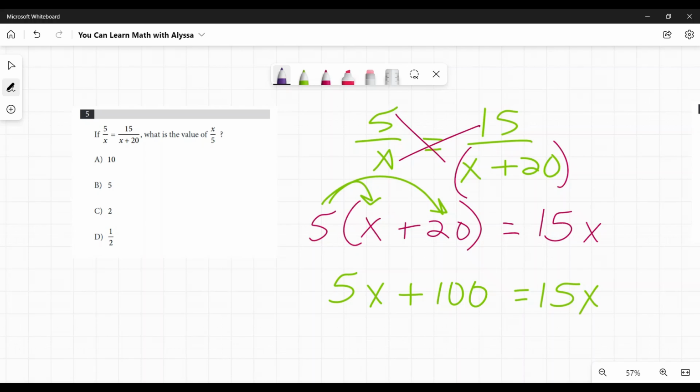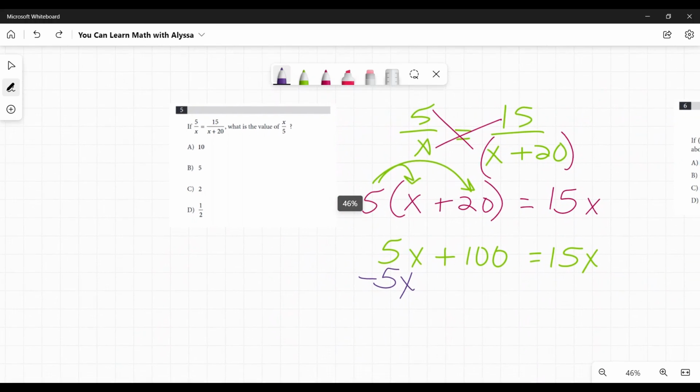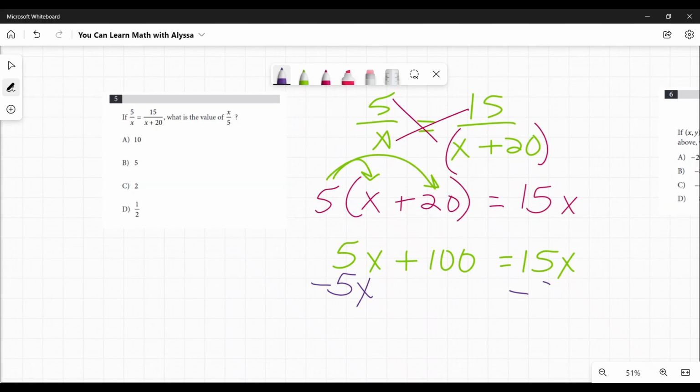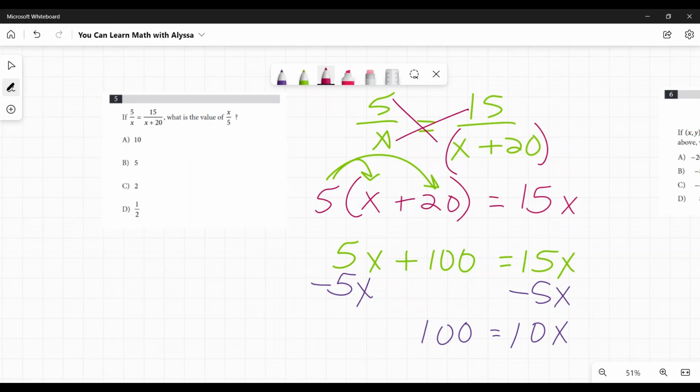So now I need to solve for x. I want the 100 to be by itself, and I want all the x's to be over on the other side. So I'm going to subtract 5x to get rid of it since it's being added over here. Let me zoom out a little bit, give us a little more room. Oh no, I can see number 6. All right, so I'm going to subtract 5x from both sides, leaving me with 100 on the left and 10x on the right. Then I need to get rid of that 10 that's in front of the x. So I'm going to divide both sides by 10, and I get that x is equal to 10.